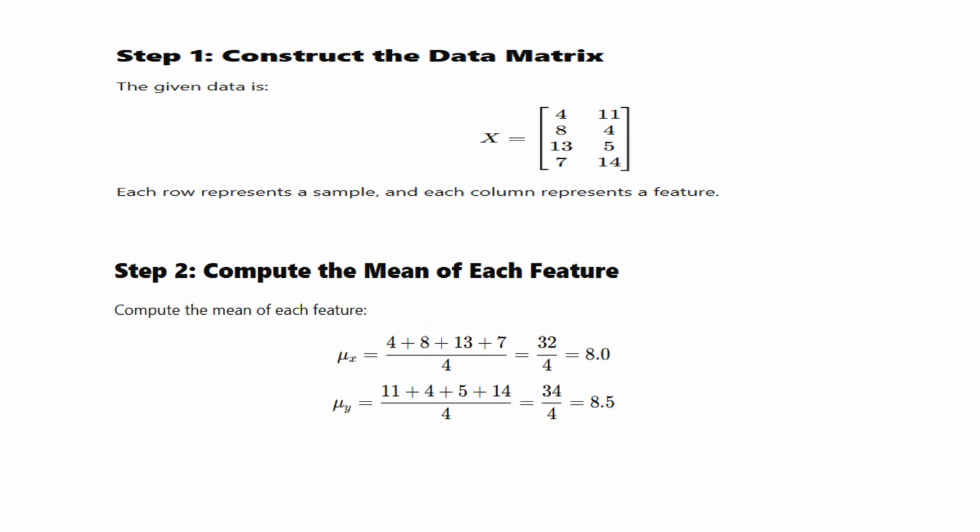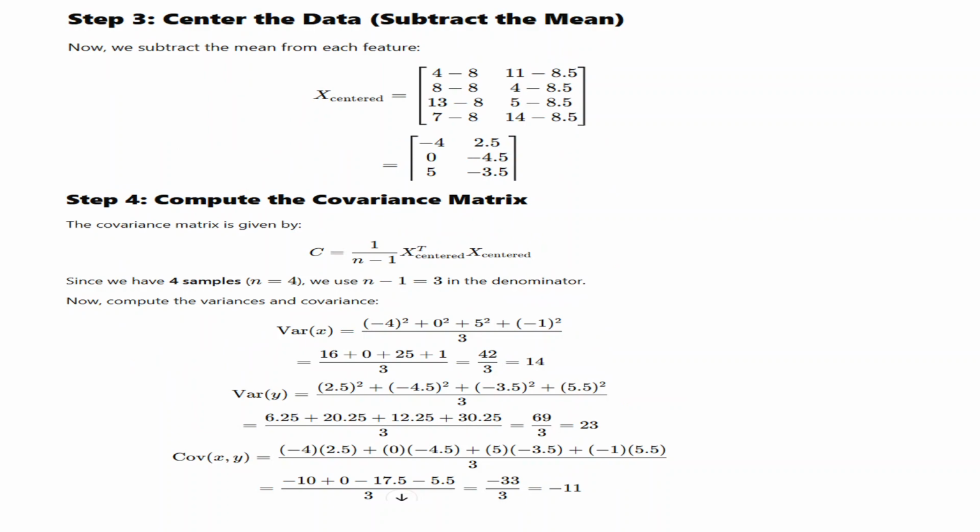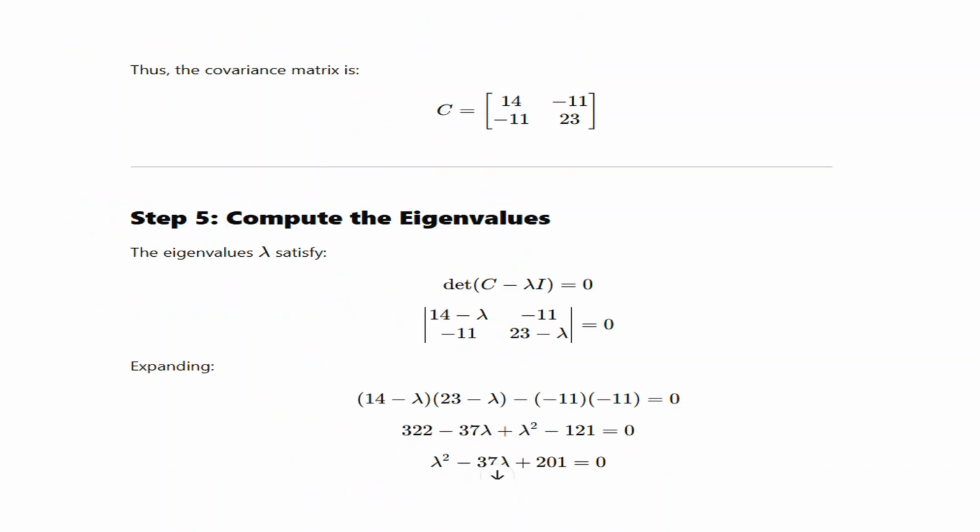In step 1 we have to construct the data matrix, and step 2 we have to calculate the mean, and step 3 we have to consider the center of data and compute the covariance matrix. In step 4 we are designing the covariance matrix, which is representing the element values as 14, minus 11, minus 11, 23, and then we have to compute the eigenvalues.